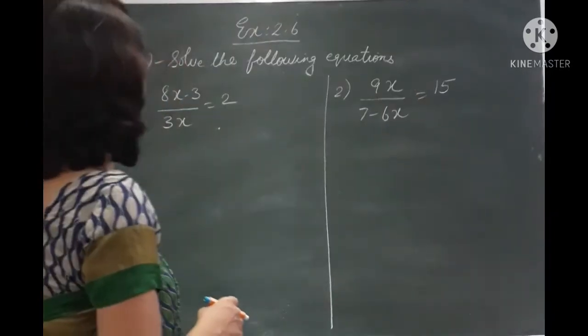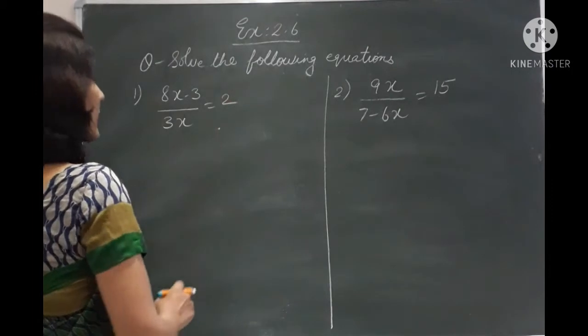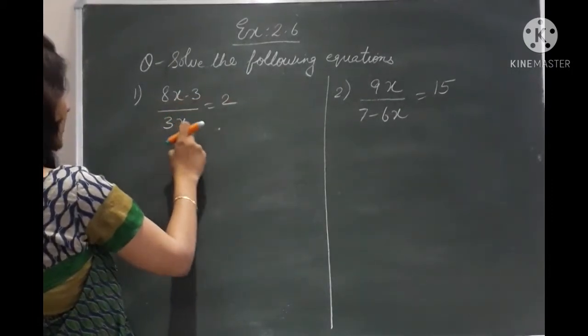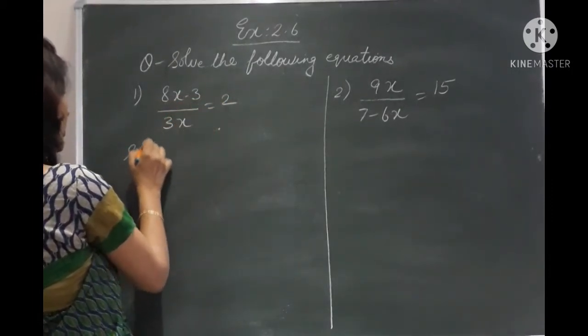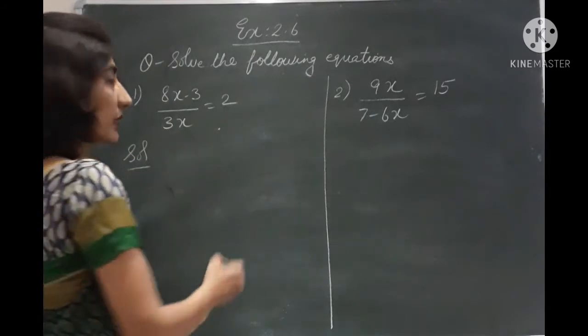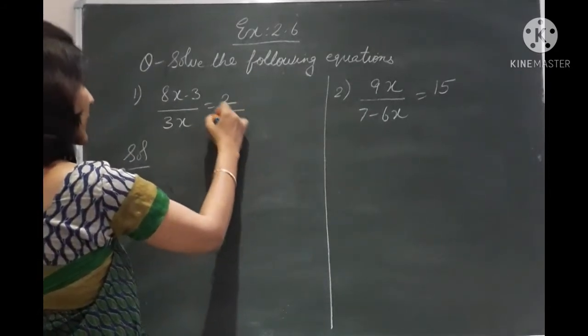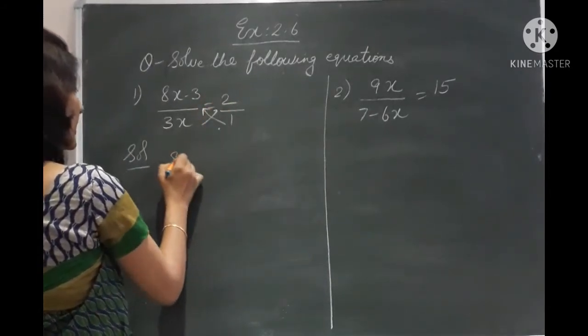Exercise 2.6, question number 1 is solve the following equations. 8x minus 3 upon 3x equals to 2. So here also cross multiplication. This 2 can be written as 2 by 1. So you can cross multiply.